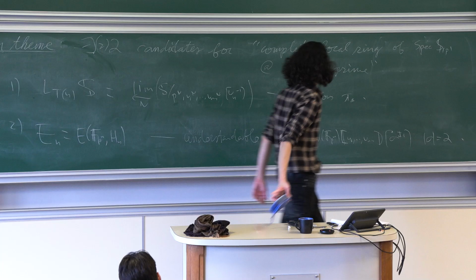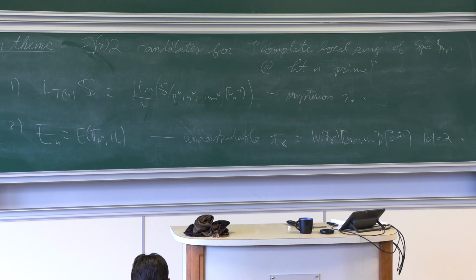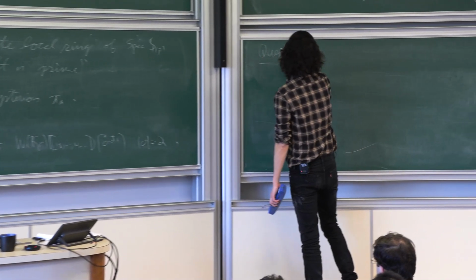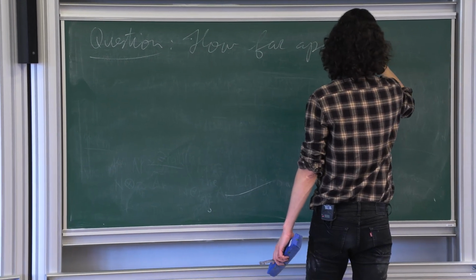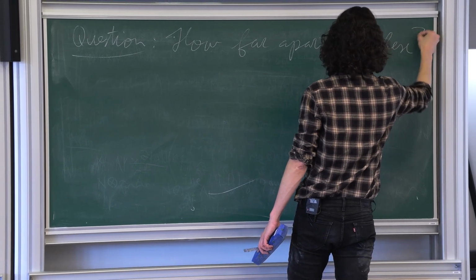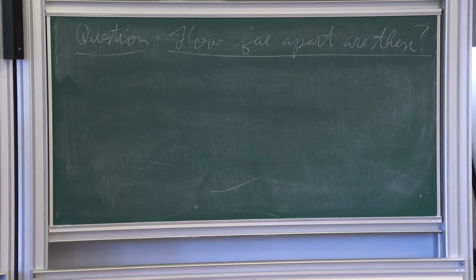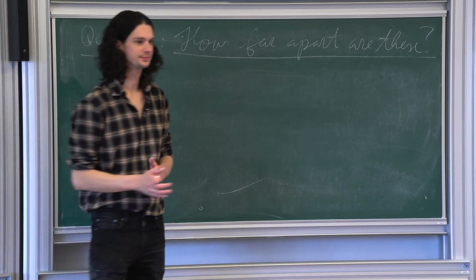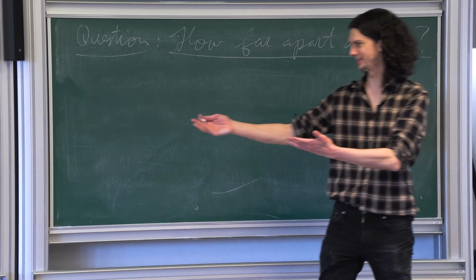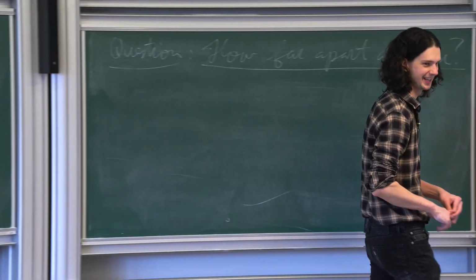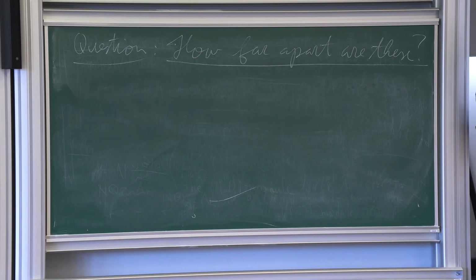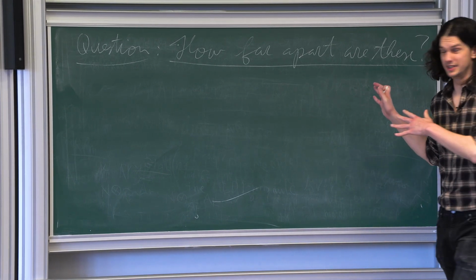So the main question is how far apart... Sorry, a question? Yes. What do you mean by local ring here? So should I take the invariants under this group? No, we'll get to that. At the moment, at least on homotopy groups, it looks exactly like a complete local ring. So in that sense, it behaves like a complete local ring. Yeah. So the main question is, how far apart are these?